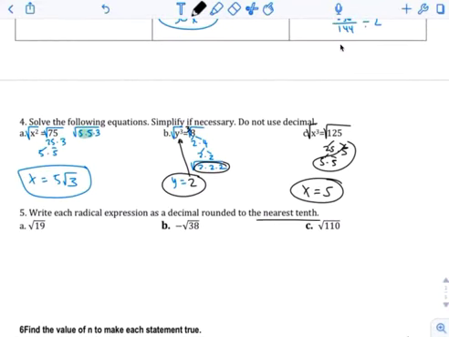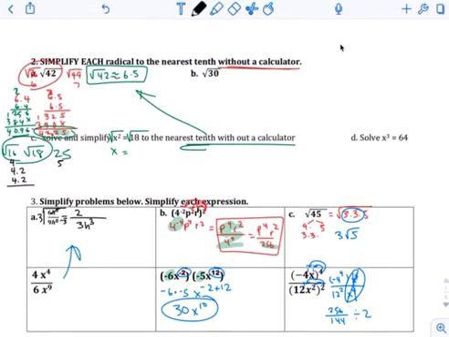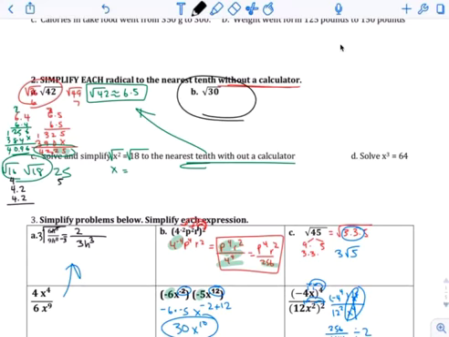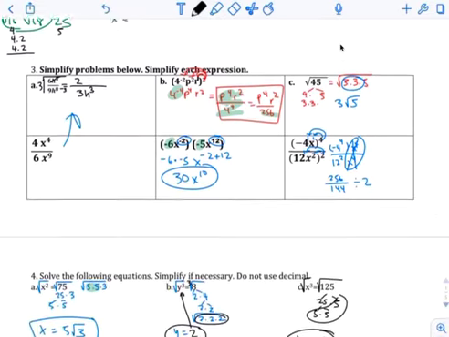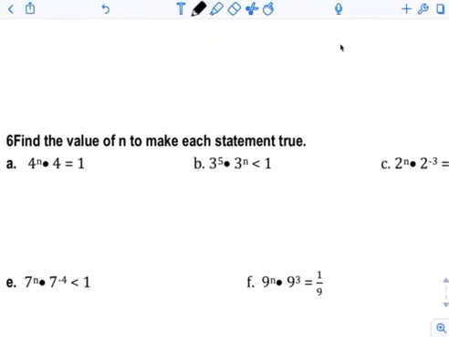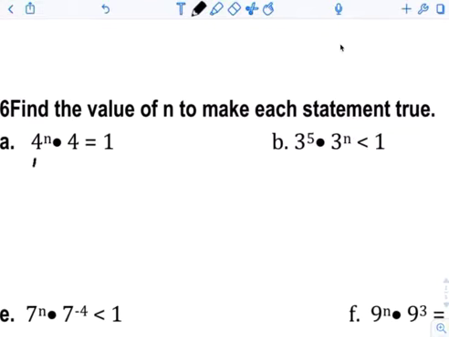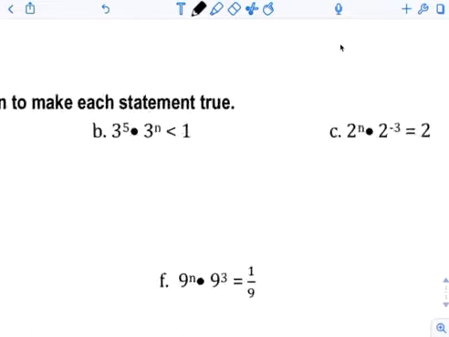To the nearest tenth. Oh, you know how to do this. I don't know why you guys separate it from here. Should have put it together up here. So make sure you know, same situation here. All right? Same deal. Okay. And most of you know how to do this. So this is 4 to the n times 4 to the first equals 4 to the 0, right? So n plus 1 equals 0. N is negative 1.